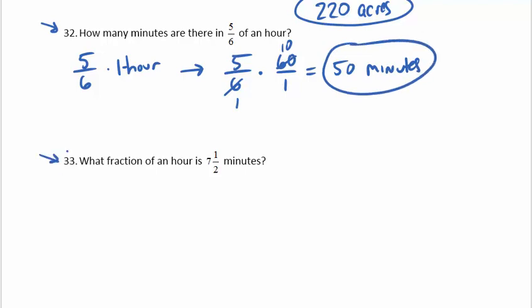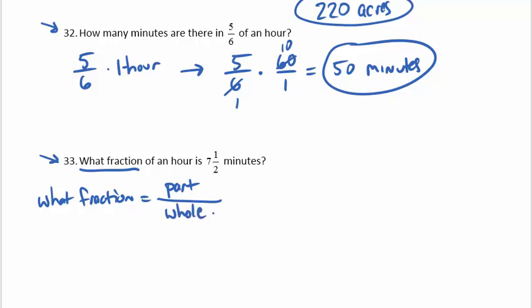All right. Question 33. What fraction of an hour is 7.5 minutes? And this is a tough question. So anytime we're asked "what fraction," anytime you see this in a question, think about the fraction as the part over the whole, because they're asking you to describe the situation using a fraction. And in its most basic form, a fraction is a part over a whole.